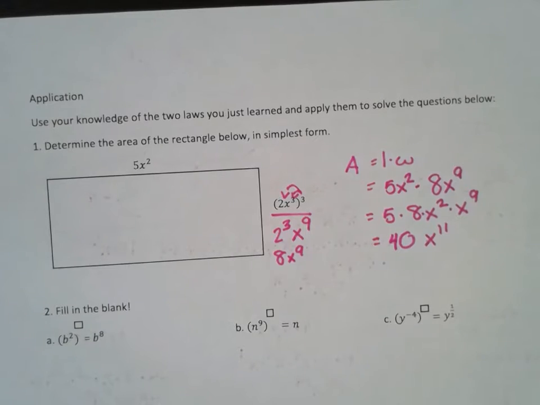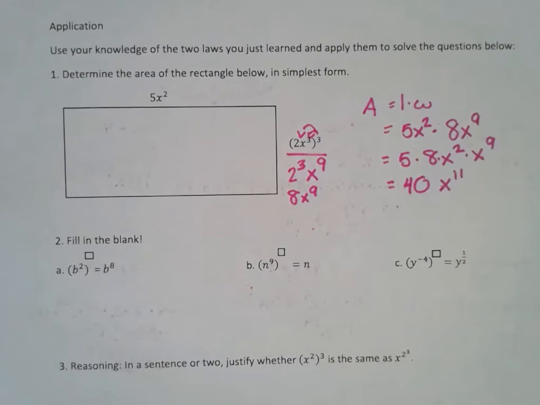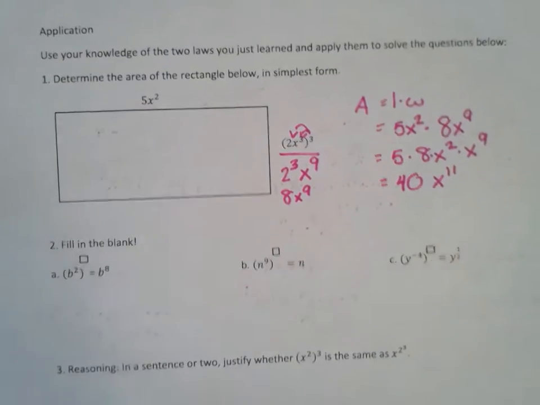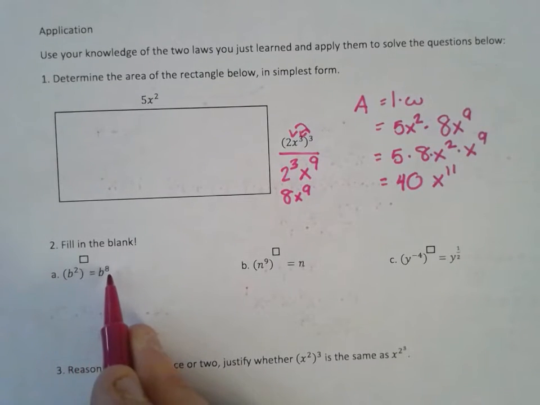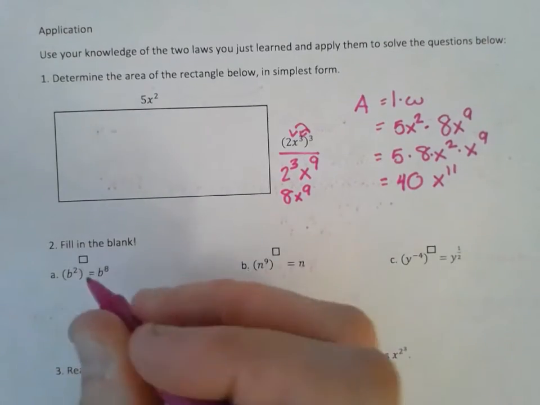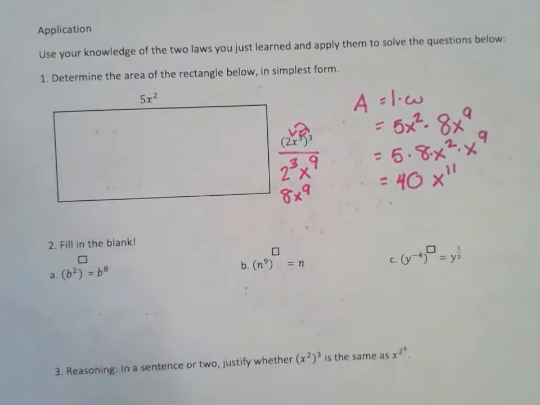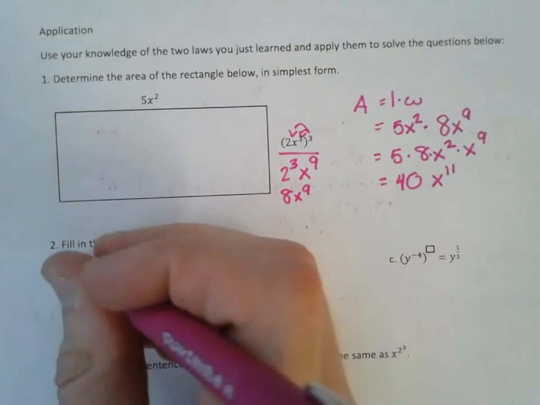Next, fill in the blank. If I'm looking at these problems, guys, I can tell that there is a blank exponent outside of each set of parentheses. That means we're using the power to a power rule. So this says b squared to some number equals b to the 8th. When I raise this to some power, I need to get b to the 8th. If we remember our power to a power rule, it states that you multiply the exponents together. So basically 2 times what is 8? That's easy enough. That's 4.